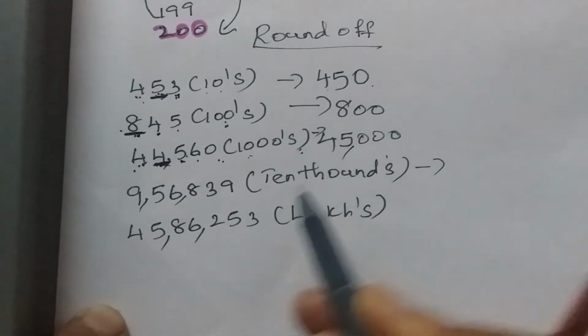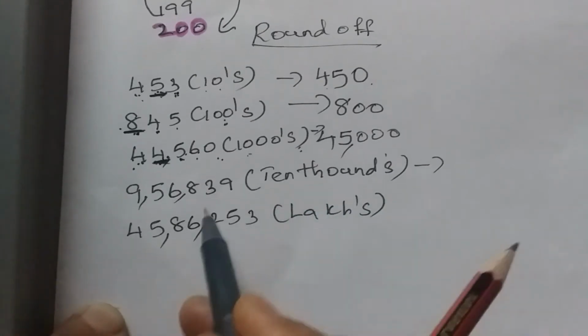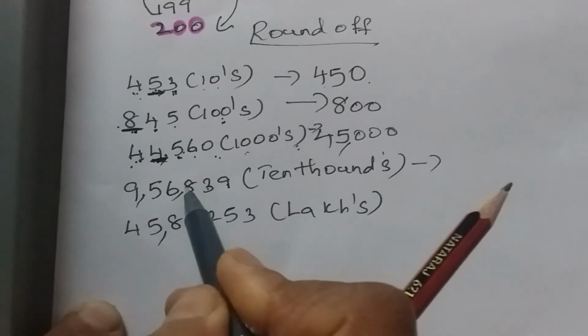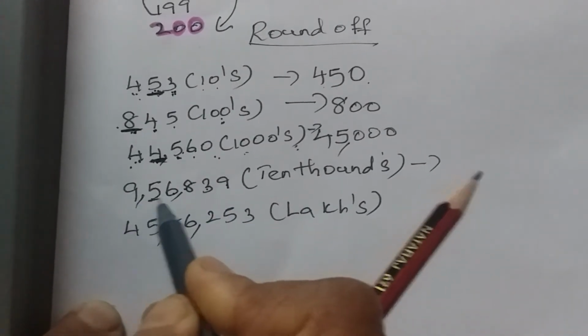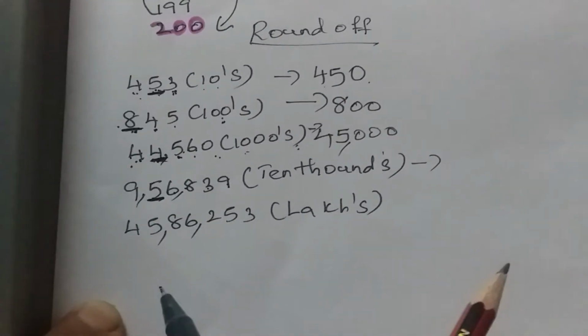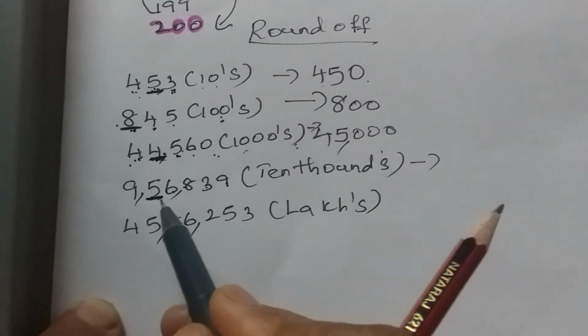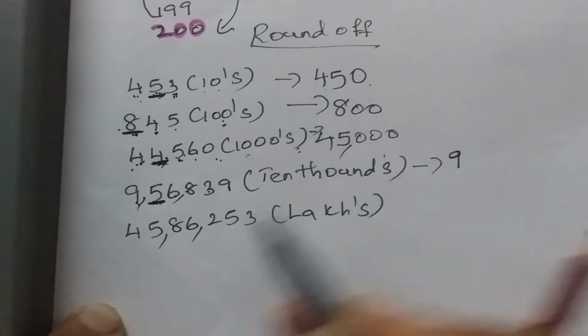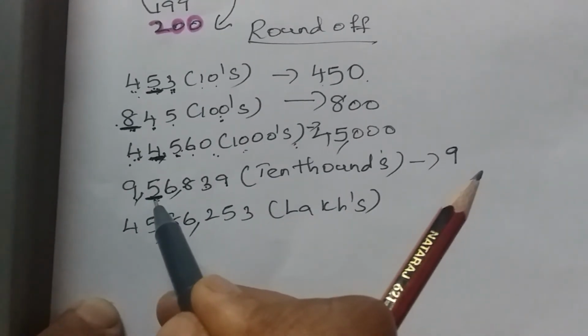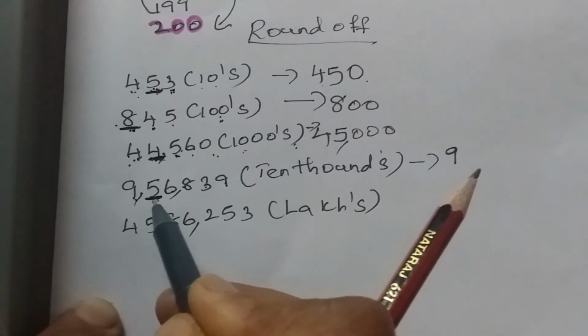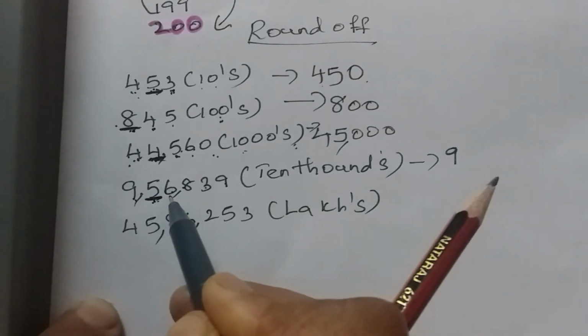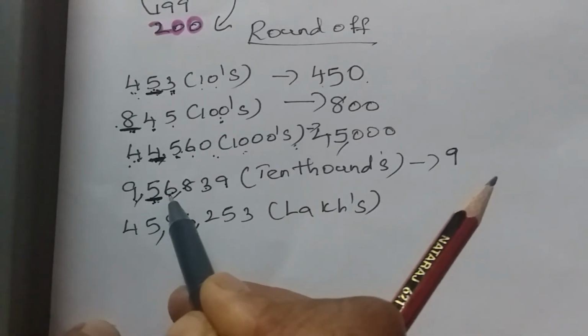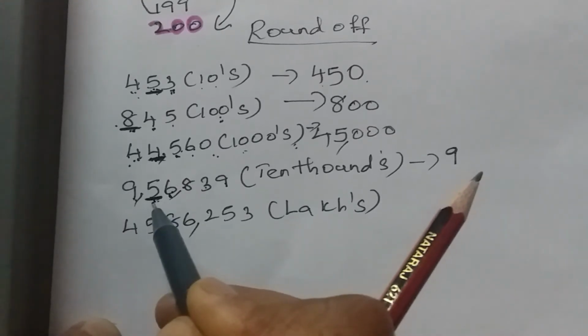Okay, and the next one you check 10,000s place. Which is 10,000s place? Ones, tens, hundreds, thousand, 10,000s place is this 5. So what do you do? You tell me now what to do. The number before the underlined digits as it is, and whether to write same 5 or the next number. For that you have to check the next number. Look at the next number. It is more than 5. So what do you do? Add 1 with this 5.